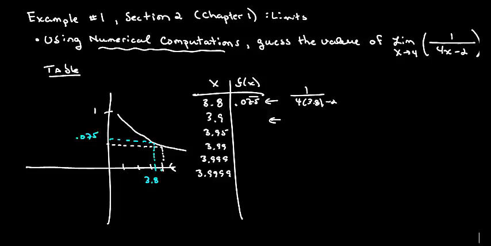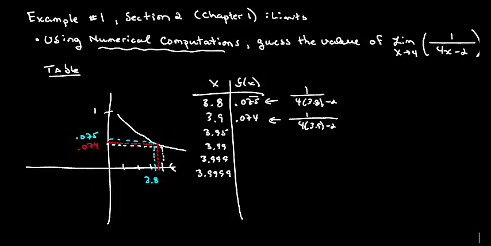Now we're going to move a little bit closer to 3.9. So when I plug in 3.9 into that, I do 1 over 4 times 3.9 minus 2, and I get out 0.074 approximately. That's approximately because it's 0.0735. So what happened? Well, we got a little bit closer. We went up and we came over and we found out that this height was 0.074.